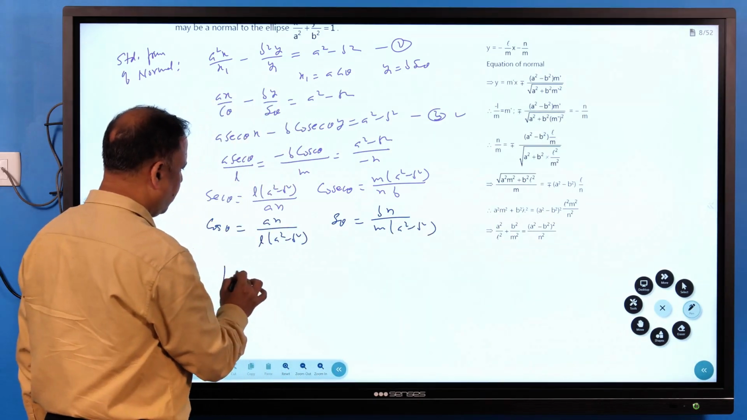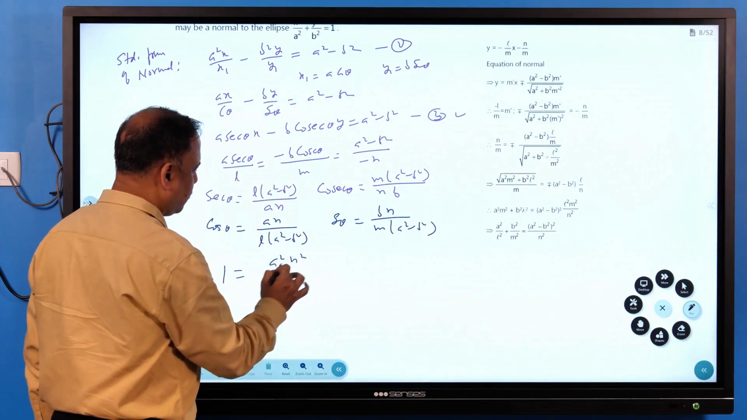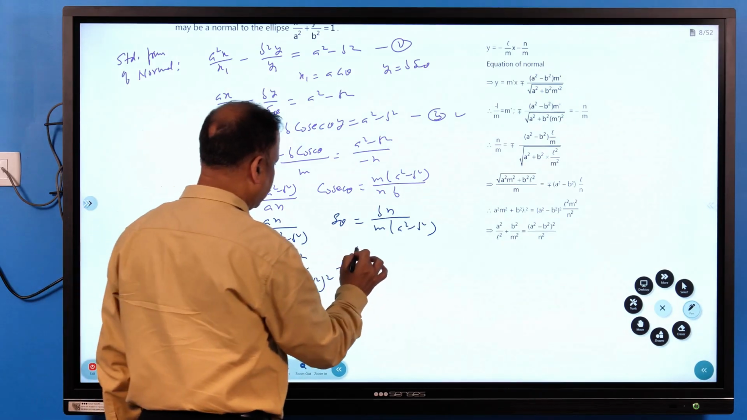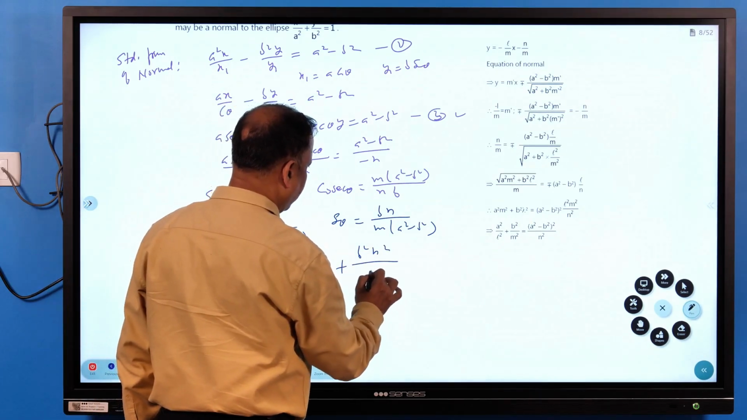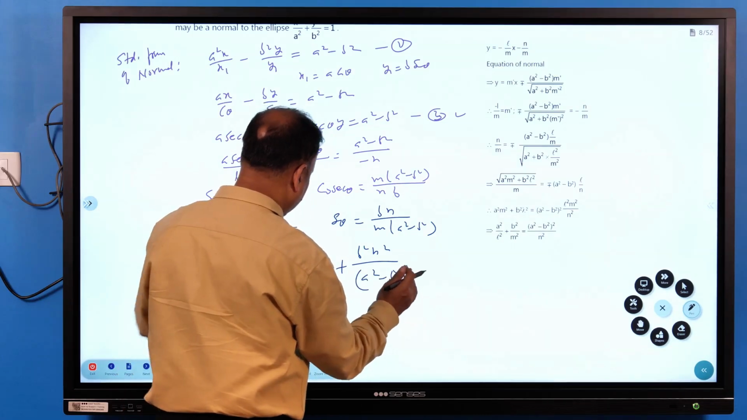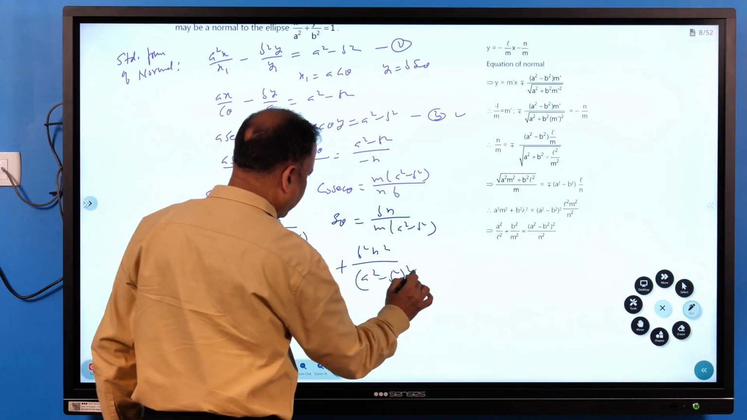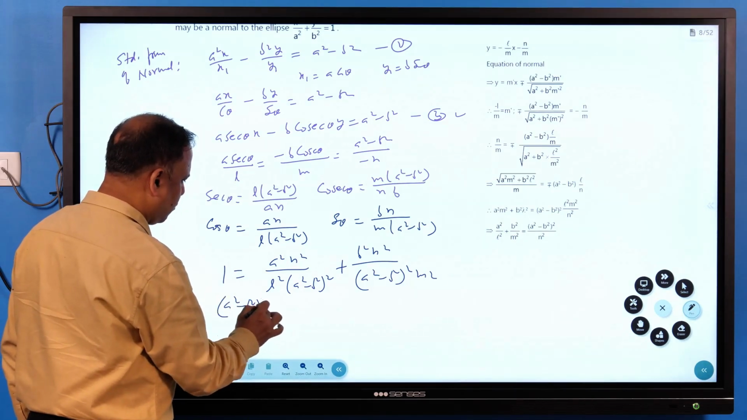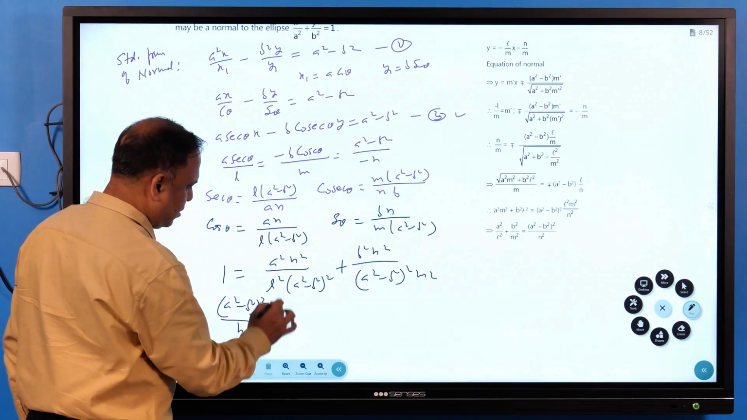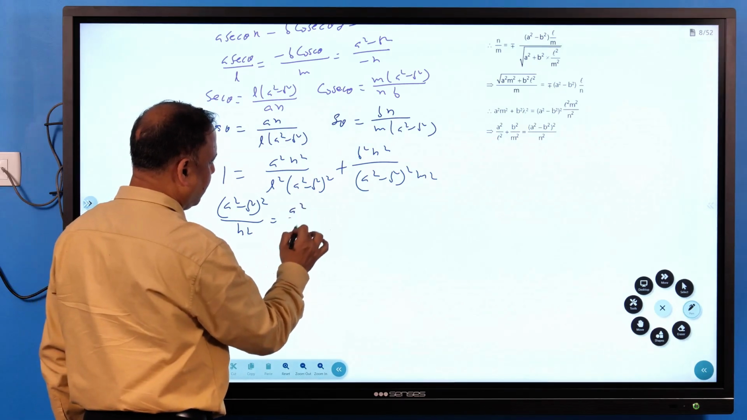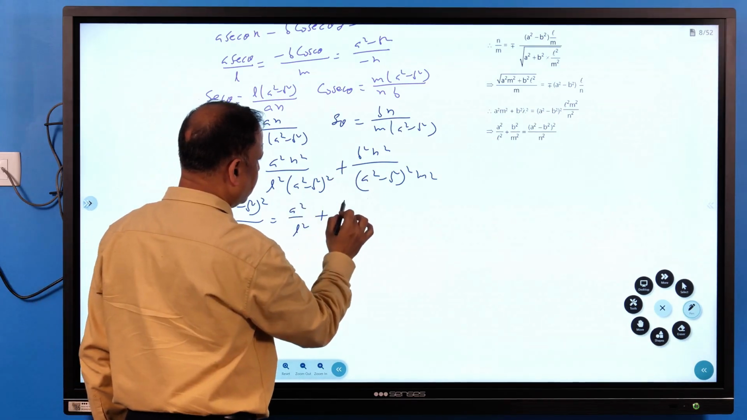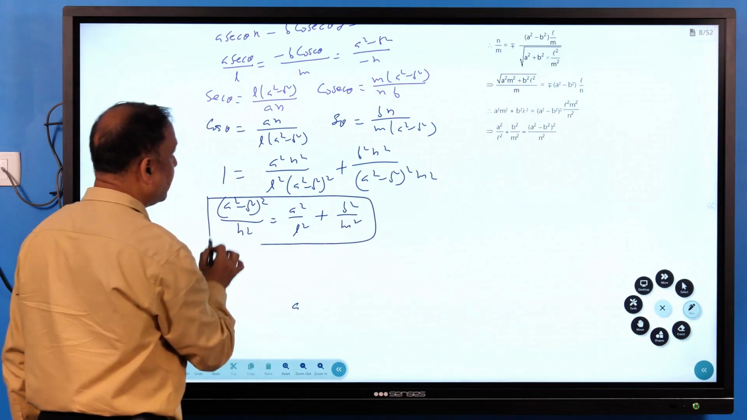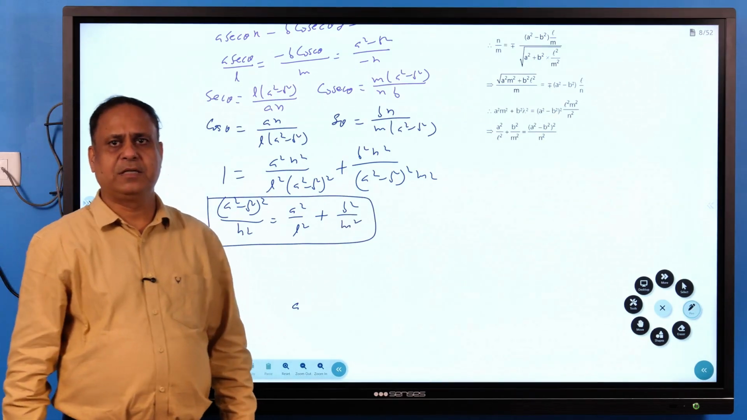Squaring and adding, 1 is equal to a square n square upon l square into a square minus b square whole square plus b square n square upon m square into a square minus b square whole square. Multiply this side, m square will come here. Multiply this side. So a square minus b square whole square upon n square is equal to a square upon l square plus what is left here, b square upon m square. So this must be the relation. So this completes the question. Thank you.